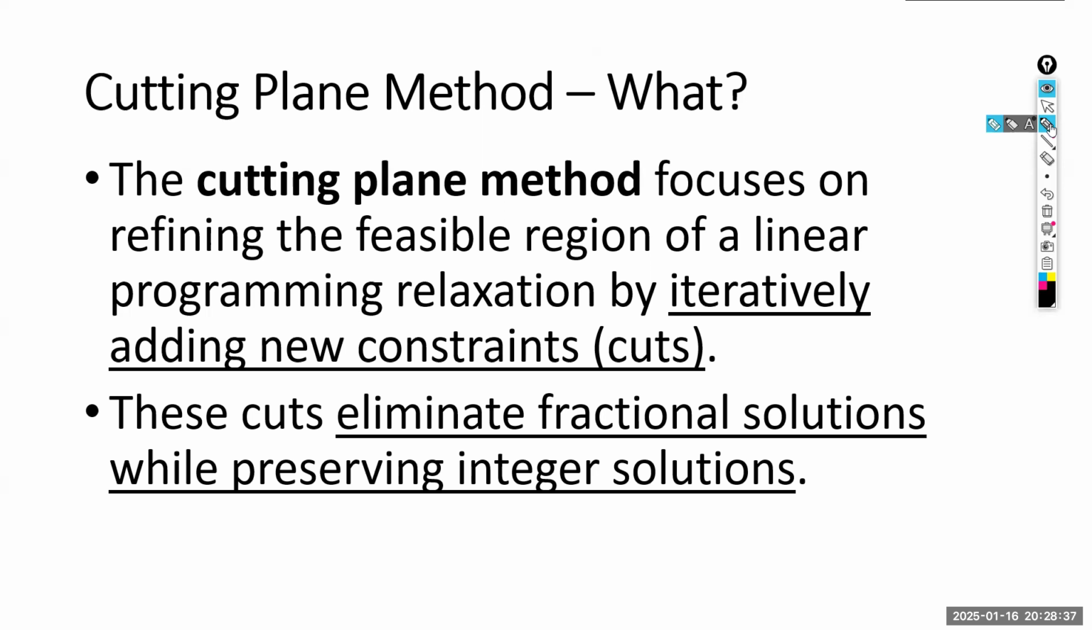So right, iteratively adding new constraints. The new constraints are called cuts. So that is why we call it cutting plane. These cuts eliminate fractional solutions. So when we introduce this additional constraint, it eliminates some non-integer solutions. That is the idea, right? So get rid of non-integer solutions and reach an integer solution, while preserving the integer solutions. So gradually after a few iterations, maybe one iteration, two iterations, you will get the optimum integer solution. Okay.